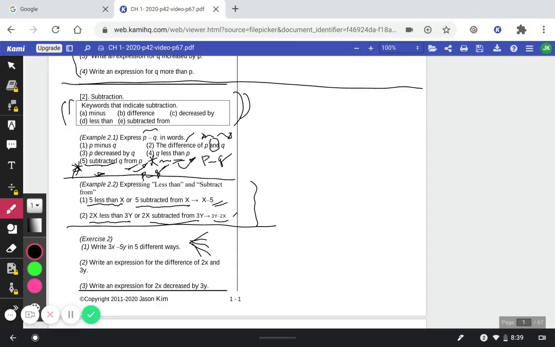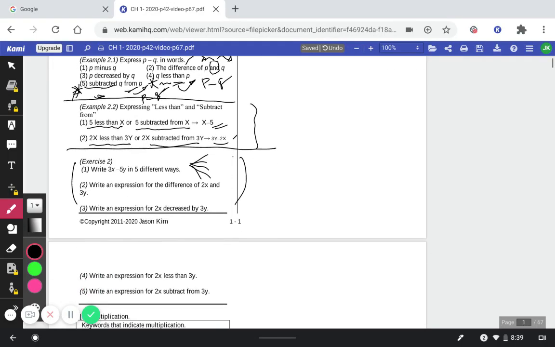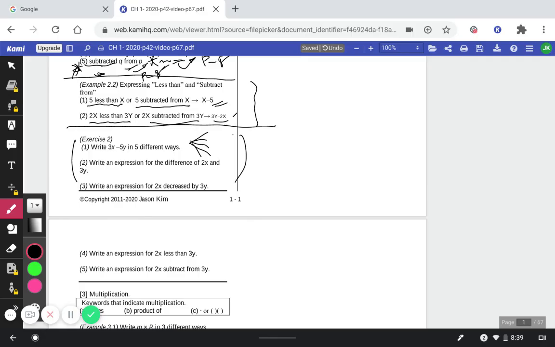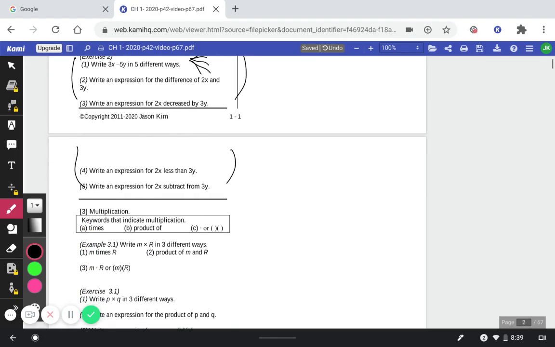The fifth expression is subtract 5y from 3x, not subtract 3x, because 3x has to come first, right? So subtract 5y from 3x. Now pause the video, do the exercise one more time, and check your answer with the answer key in the back. These 5 questions. Pause the video now.